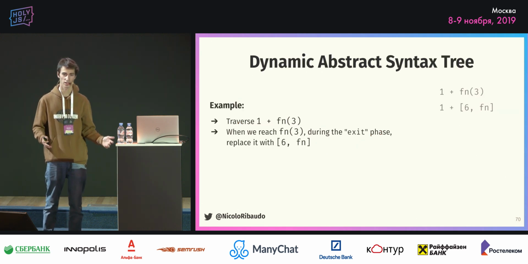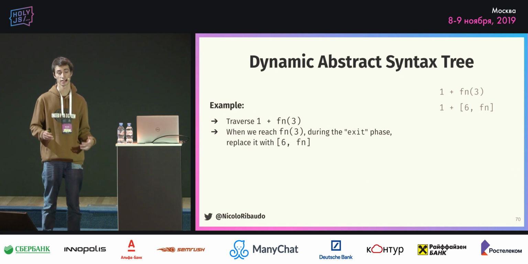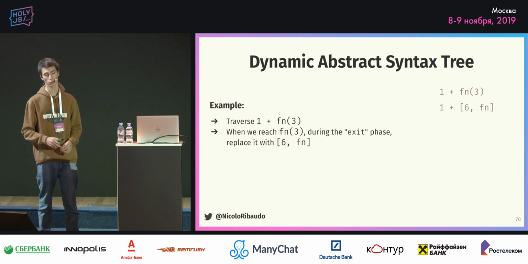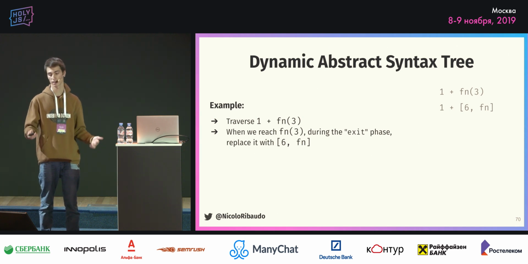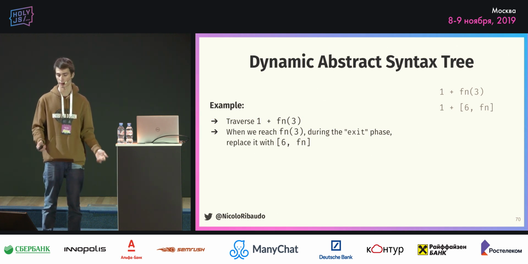In order to really understand how Babel traverse visits the AST, which could change over time, it's not static, we will take a look at an example. Suppose that we have 1 plus fn of 3. We want to traverse it, and when we are going out from the function call, we want to replace it with an array, in this case containing 6 and fn.